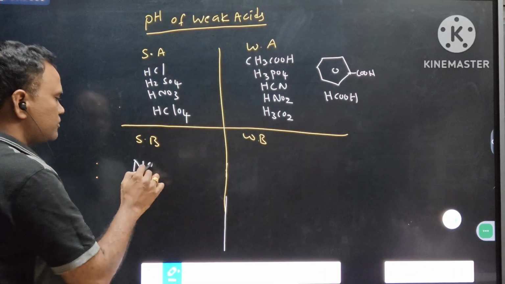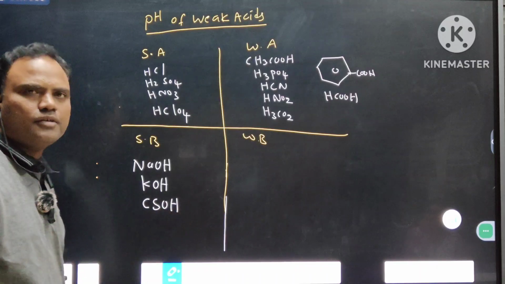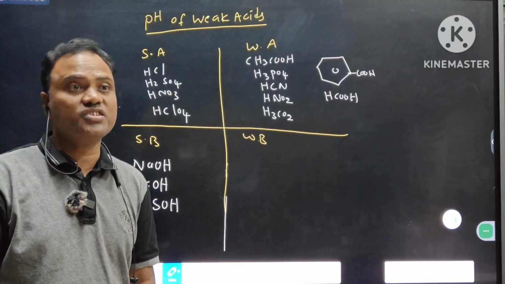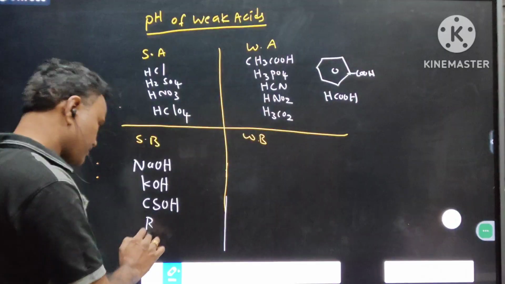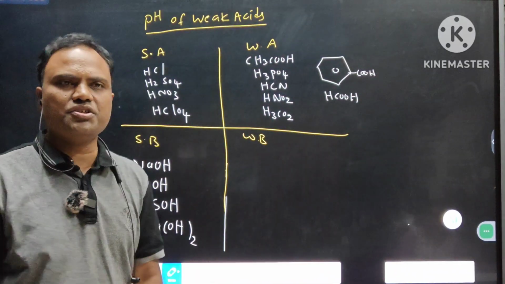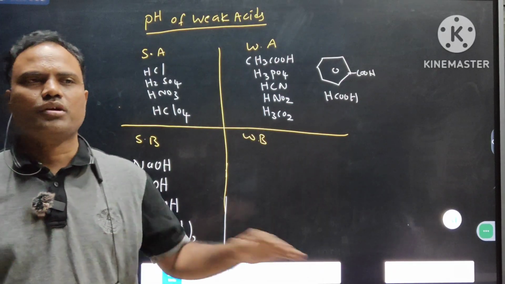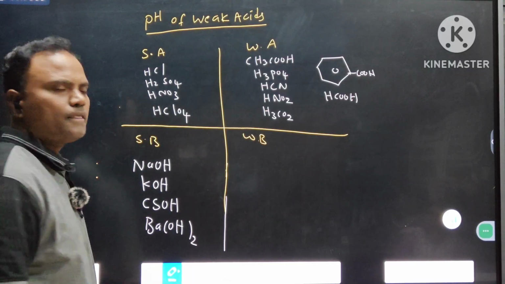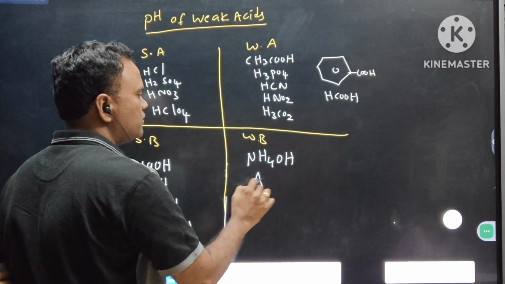Strong bases: sodium hydroxide, potassium hydroxide and cesium hydroxide. The last element in the first group: lithium, sodium, potassium, rubidium, cesium. Second group: beryllium, magnesium, calcium, strontium, barium. These are the strong bases. NaOH, KOH are easy, everyone can find. Cesium hydroxide and barium hydroxide are also strong because their bond length and size are more, so they lose OH minus easily. Weak bases: the most important weak base is ammonium hydroxide.